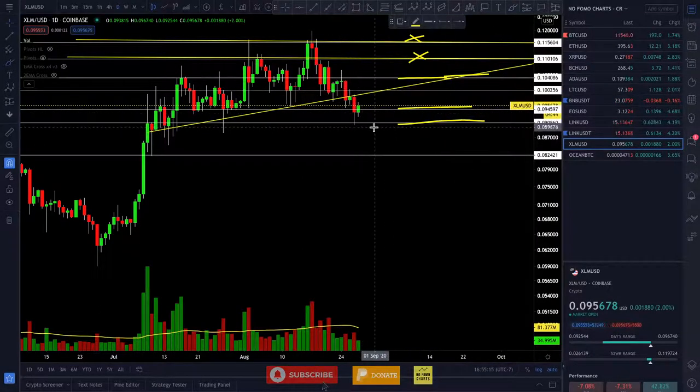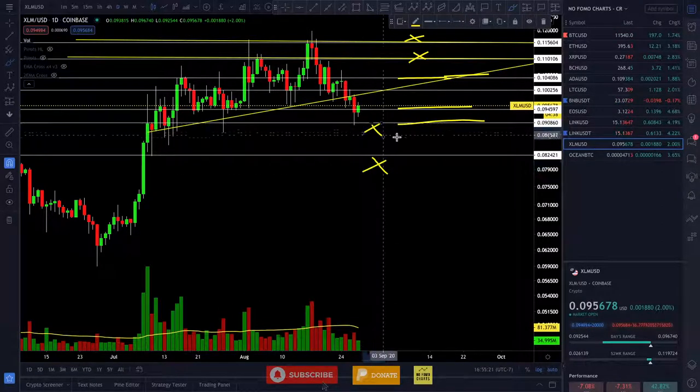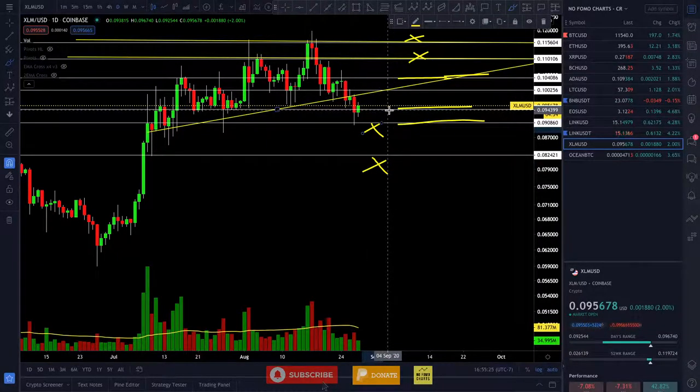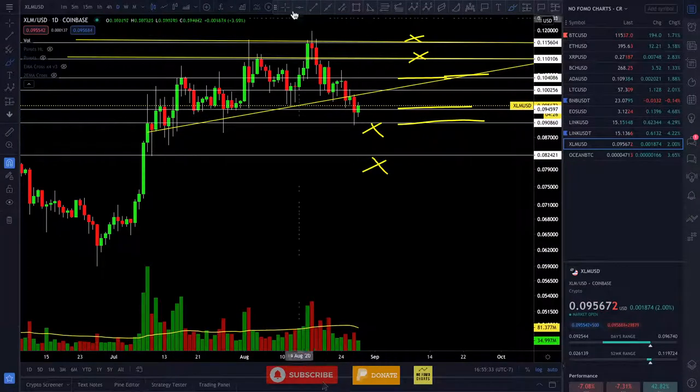So right here, let's see. What is that? 9 cents? 9 cents, 8 cents is the lower target. It could even be 9 cents, meaning it could be the bottom right now of this leg. Not the bottom of the entire bottom, but I'm saying right now, where is it going to bounce?